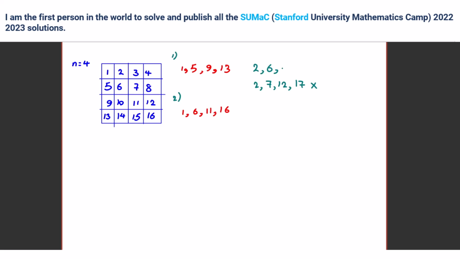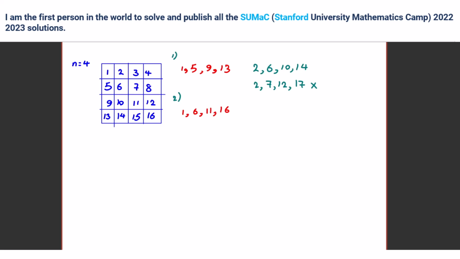So 2, 6. Next one is what? 2, 6, 10, 14. Is it possible? Yes, 4. Let's consider something. In this example, we have 1, 5, 9, 13, right? It is column valid, this example, right? Yeah, this one is. So how can we make this into something that is not column valid?